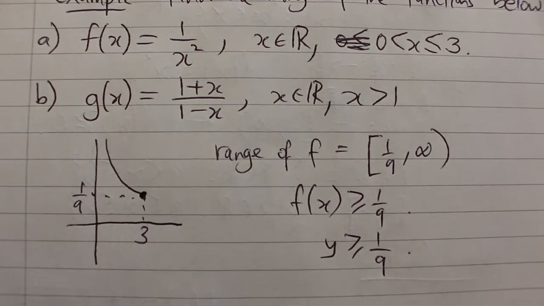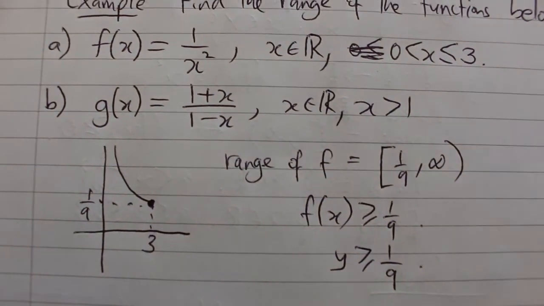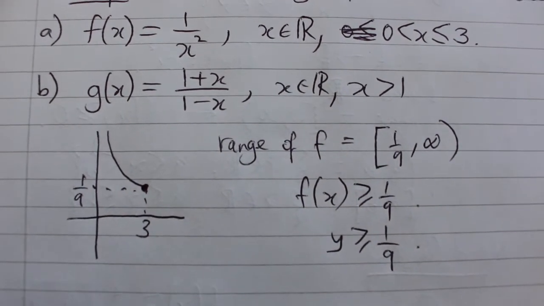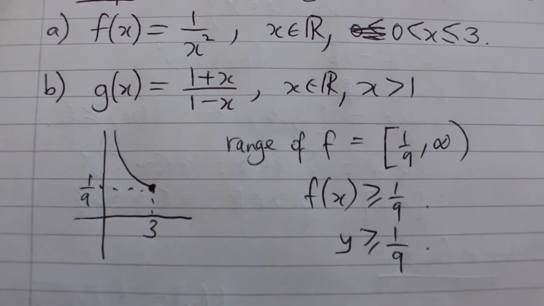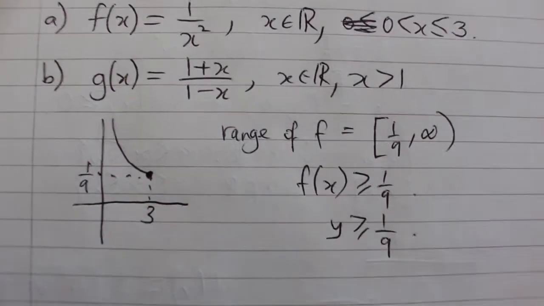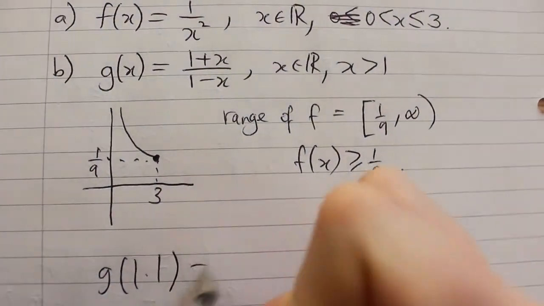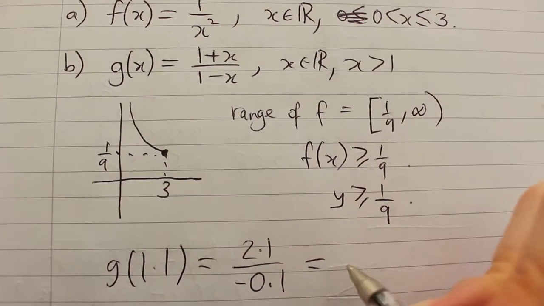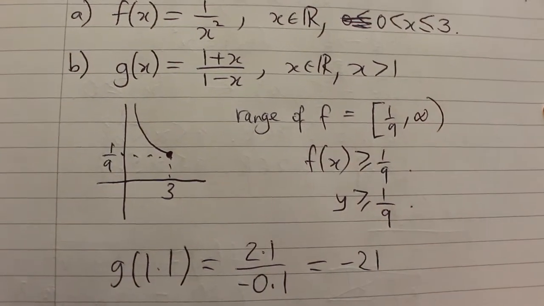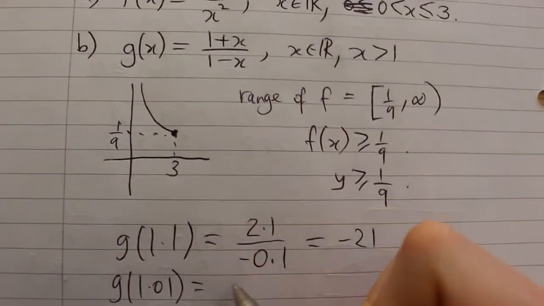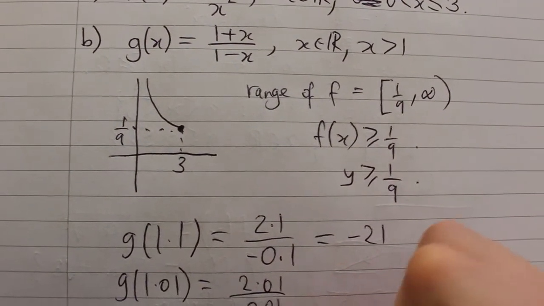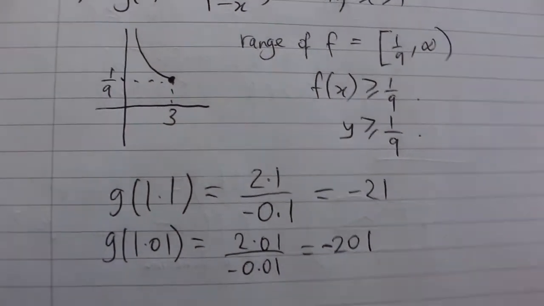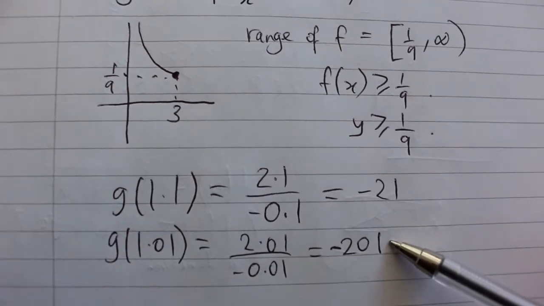And notice when x is 1, this function is going to have an asymptote, because the denominator would be 0. So we know there's an asymptote when x is 1. And if we put in values very, very close to 1, for example, if we work out g of 1.1, on the top we would get 2.1, and then we get minus 0.1, which is minus 21. If we work out g of 1.01, we would get 2.01 over minus 0.01, which is minus 201. So these values very close to 1 are becoming very large negative numbers.